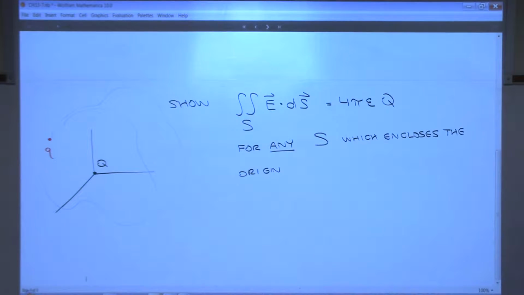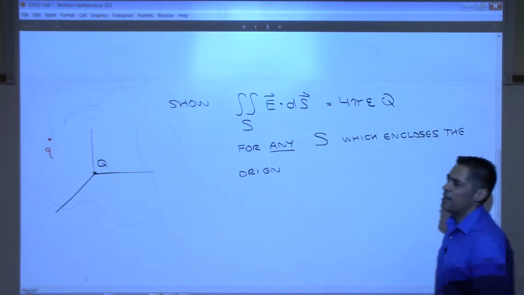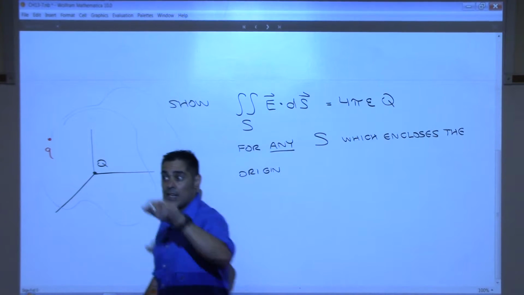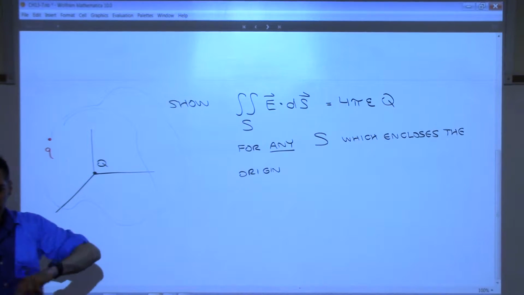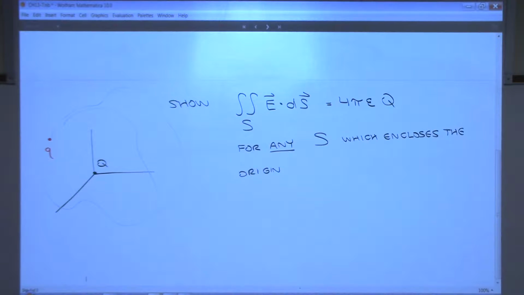Now, we ran into a problem like this a while back. I showed you this example where we were trying to show something for any circle or any curve that enclosed the origin. Do you all remember that? And we were able to do it. We were kind of sneaky about it, but we did it. I'm going to do something similar here.